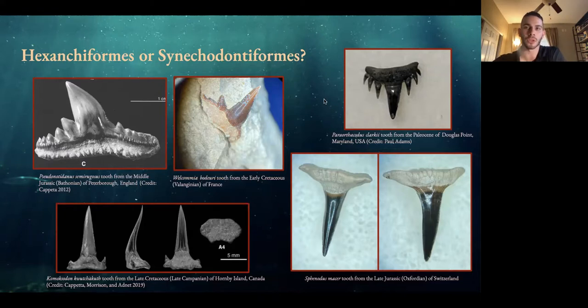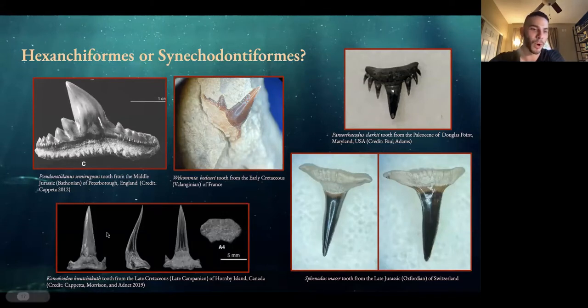Synechodontiforms have two dorsal fins. They are lacking fin spines, but I think that that is evidence enough to differentiate these. Although it is interesting that Pseudonotidanus has been known to have two dorsal fins with fin spines. So there is definitely some revision, in my opinion, that needs to be done within these controversial sharks.